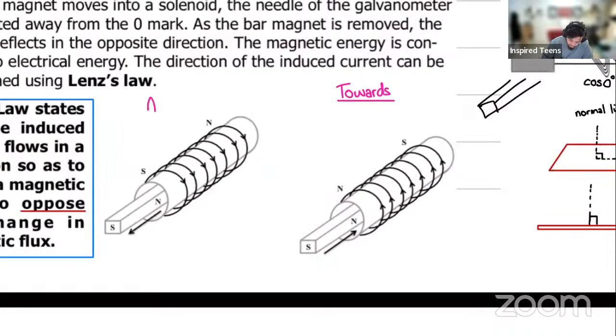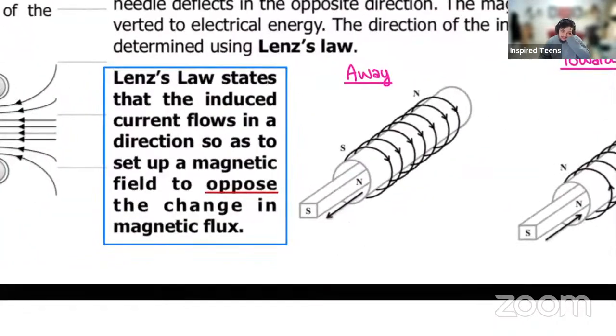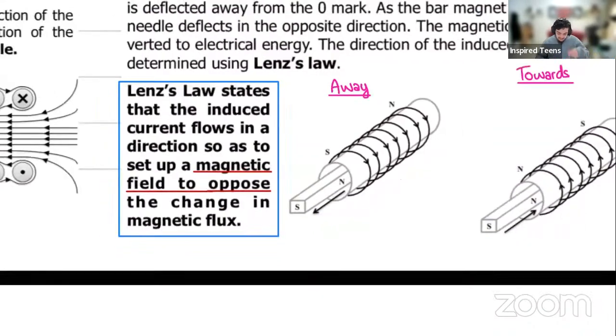And we have a situation where the bar magnet is moving away from the solenoid. You need to understand that Lenz's law states that the induced current flows in a direction to set up a magnetic field to oppose. So this is the key thing: the magnetic field opposes the change in the flux.